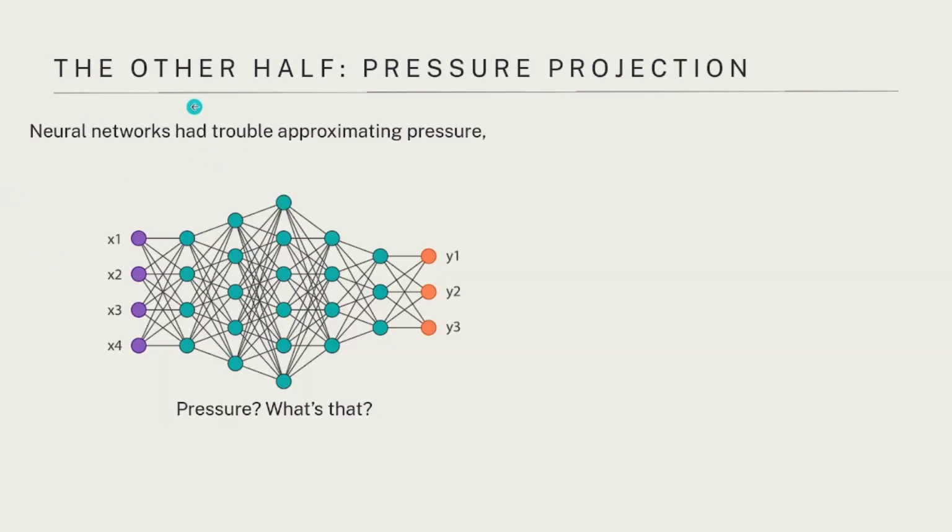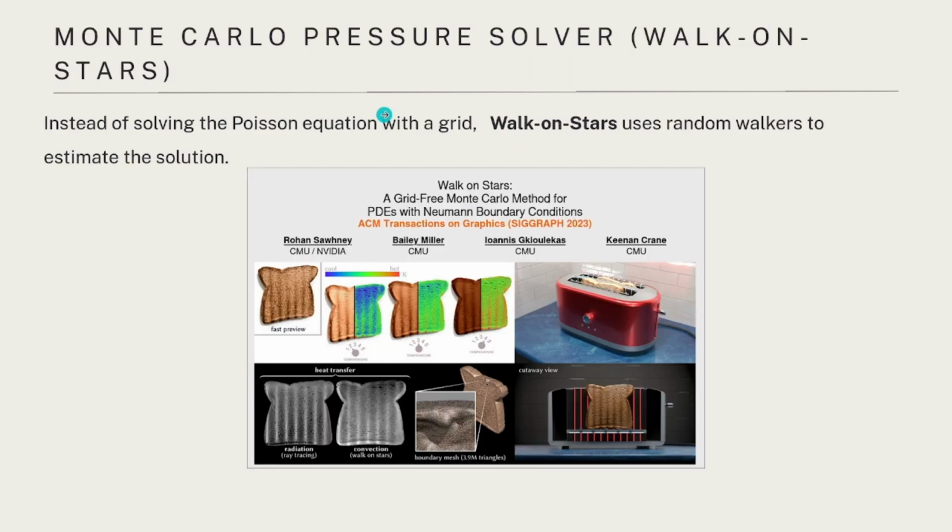So let's take a look at the other half, the pressure projection. Neural networks had trouble approximating pressures, especially because pressure comes from a Poisson equation, which is a second order partial derivative PDE, which is very sensitive to errors. Here's where Monte Carlo methods come to the rescue.